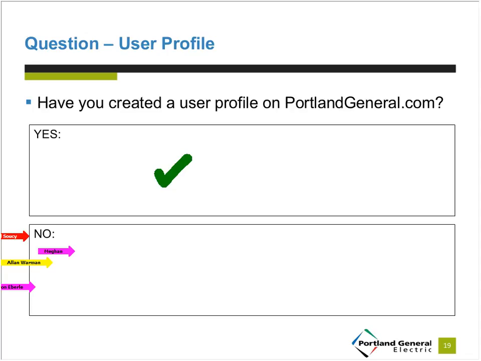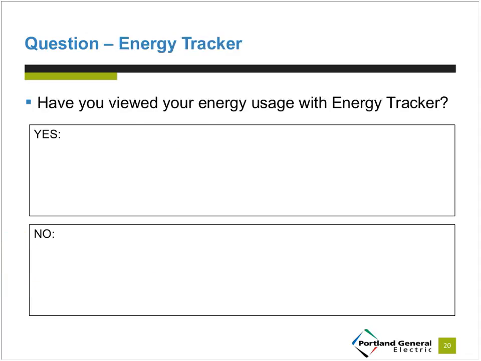So in order to access Energy Tracker, the first thing you need to do is create a profile on portlandgeneral.com, and I think that's going to pretty much answer the next question that I'm going to ask. If you have created a profile, how many of you have actually used Energy Tracker? And so most people haven't even created a profile. I noticed there was one person who had. Perhaps that one person can show us if they have or have not used Energy Tracker. And we do have one person who has, and most have not.